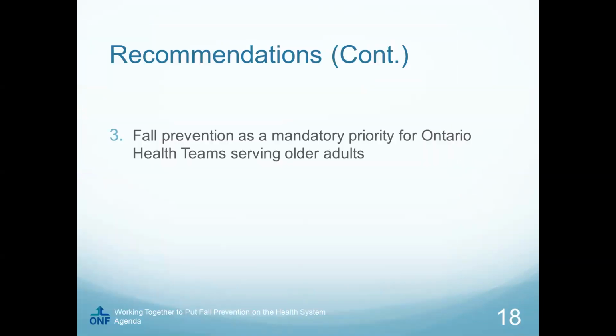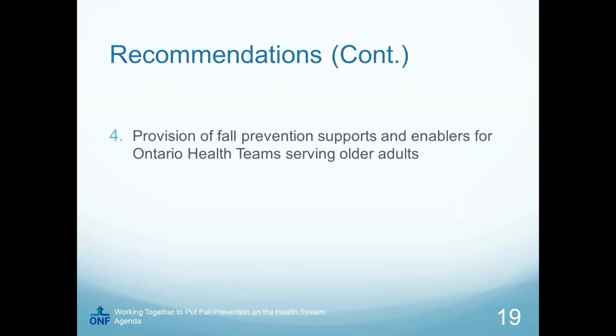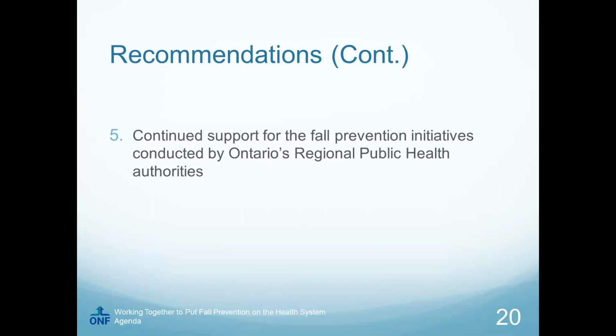The third recommendation is that fall prevention is a mandatory priority for Ontario health teams that are being developed currently that serve older adults in particular. The fourth recommendation is the provision of fall prevention supports and enablers for Ontario health teams that serve older adults. And again, the fifth recommendation is continued support for the fall prevention initiatives that are conducted by Ontario's regional public health authorities.